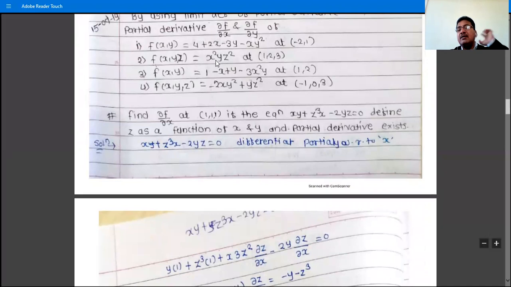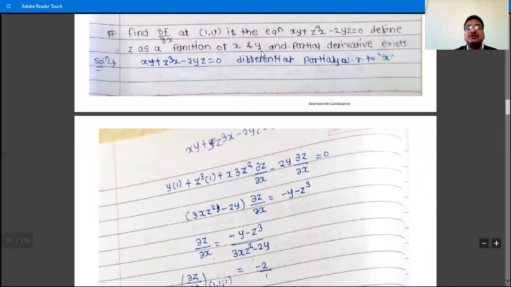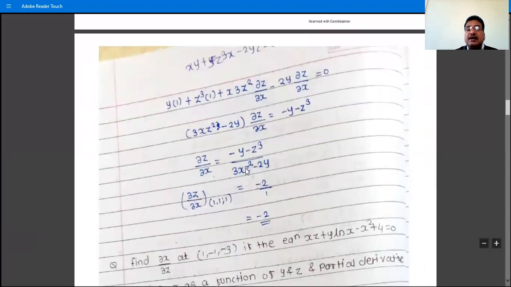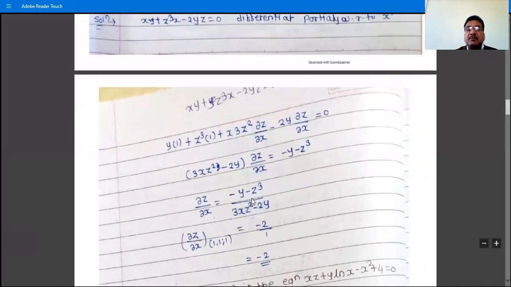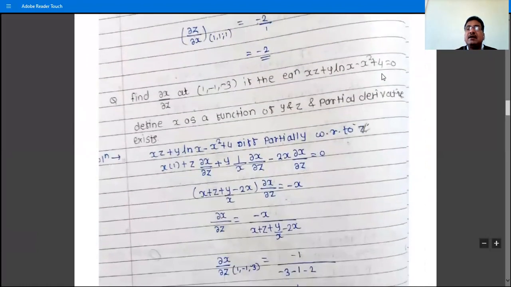Derivative with respect to y in this example, or if I have to differentiate with respect to z, then the other variables are constant. With respect to x means y and z are constant. But here, with respect to x, z is not constant because z is a function of x and y. So take ∂z/∂x as common, shift the remaining factor to the RHS, and then we have ∂z/∂x as this. And the value at (1, 1, 1) means substitute x as 1, y as 1, z as 1. We have this answer.